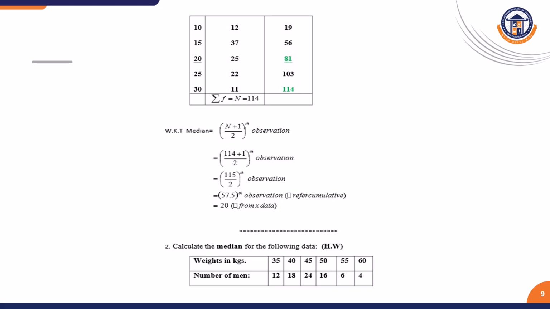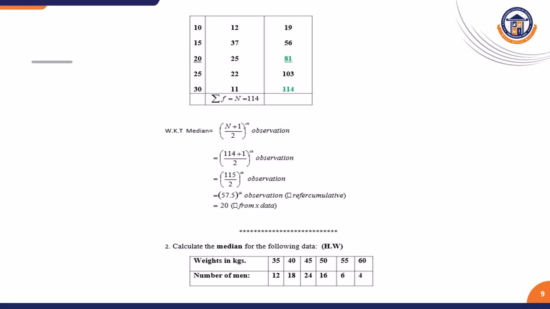The last column of the cumulative frequency is nothing but the summation of the f values. So the formula is (n plus 1) by 2th observation, (114 plus 1) by 2th observation. So here it is 57.5, the 57.5th observation. Now we are going to mark this 57.5 in the cumulative frequency distribution.